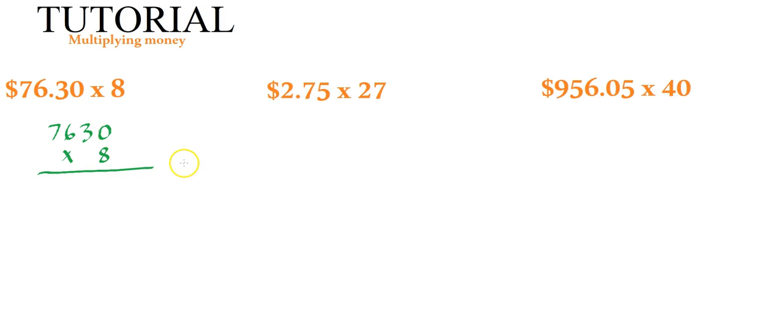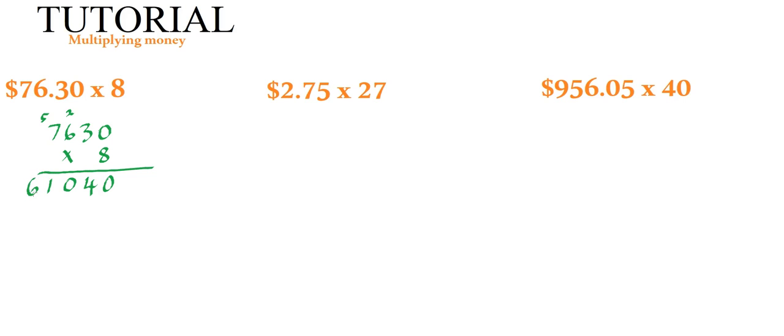So 8 times 0, that's 0. That makes it nice and easy. 8 times 3 is 24. So the 4 goes here. 2 gets carried over to the next place value. 8 times 6 is 48, plus the 2 is 50, so the 0 goes down here, and the 5 is carried here. 8 times 7 is 56, plus 5 is 61, and so you're left with that.